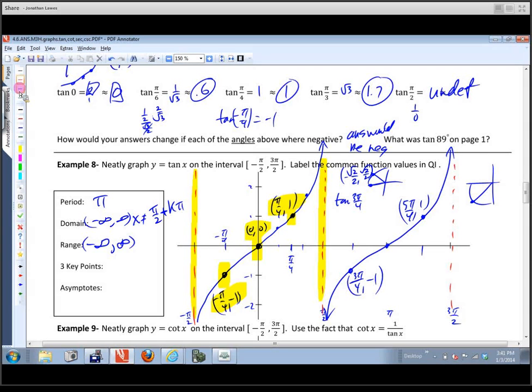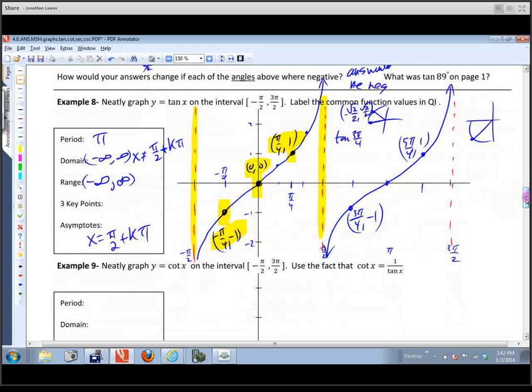And then again, let's write down the asymptotes. The asymptotes would be, give it a starting place. It wouldn't matter if you started right here or over right here. So let's say we're going to start at pi halves and then k times how often it repeats. It repeats every pi units. Okay?